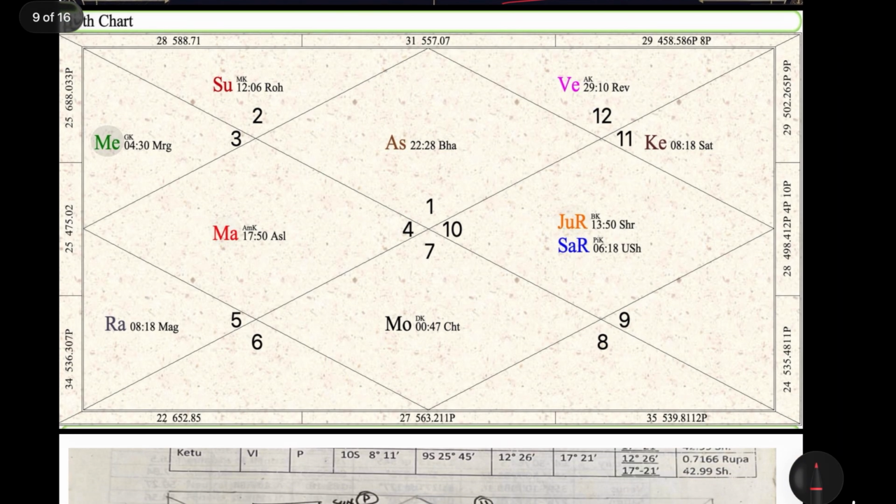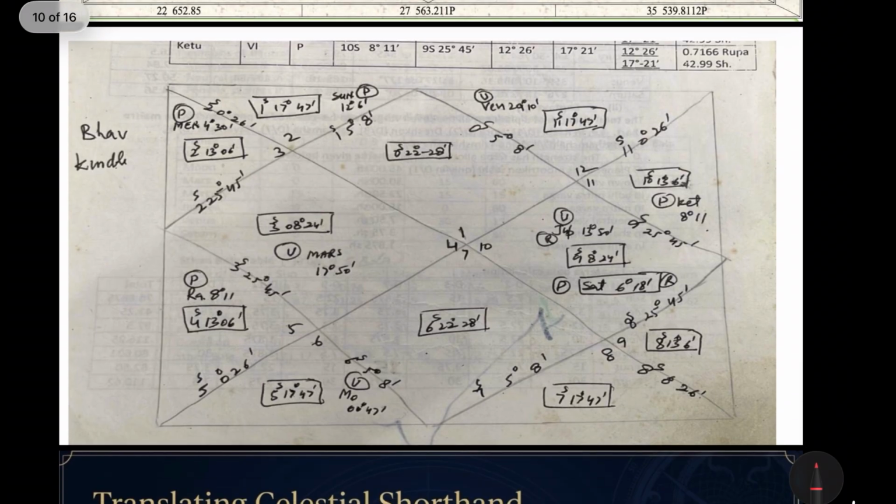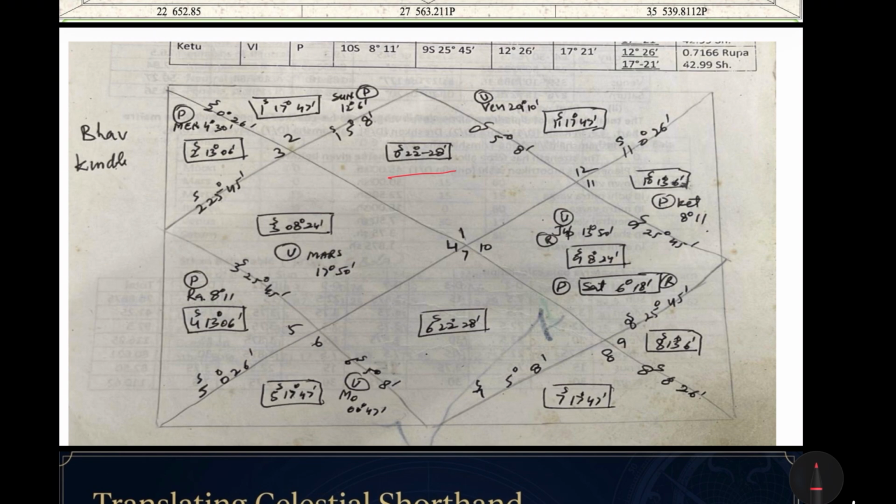Again, we'll use the same horoscope which we have been using since our first video, in which the Sun is placed in the 2nd house. We'll do the calculation for two planets. This is the Bhav Kundli in which the Lagna, or first house cusp, is 0 sign 22 degree 28 arc minute. The second house cusp is 1 sign 17 degree 47 arc minute.